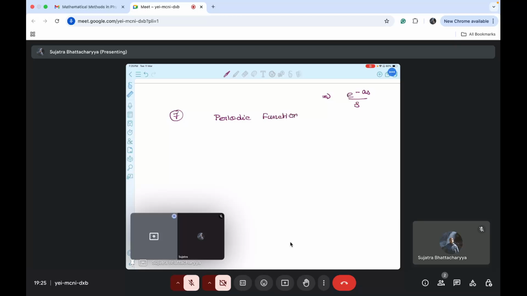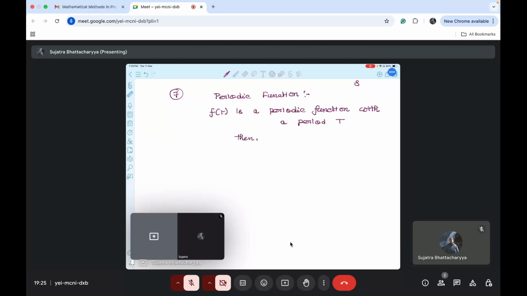So if your f of t is a periodic function with a period T, then the Laplace transform of f of t gives the integral from 0 to T, instead of infinity, of e to the power minus st f of t dt, divided by 1 minus e to the power minus sT. This is the Laplace transform of a periodic function. How does it come?